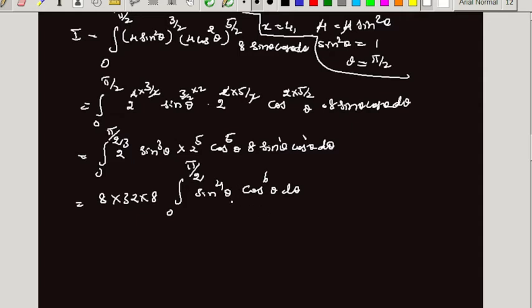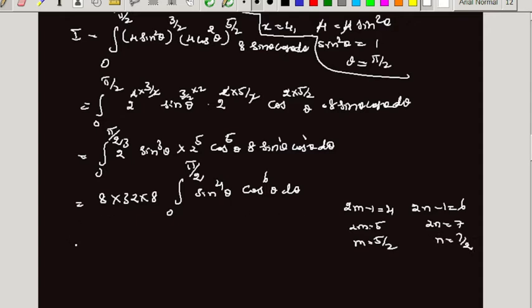Now we write this as: 2m minus 1 is 4, then 2m is 5, m is 5 by 2. And 2n minus 1 is 6, 2n is 7, n is 7 by 2.